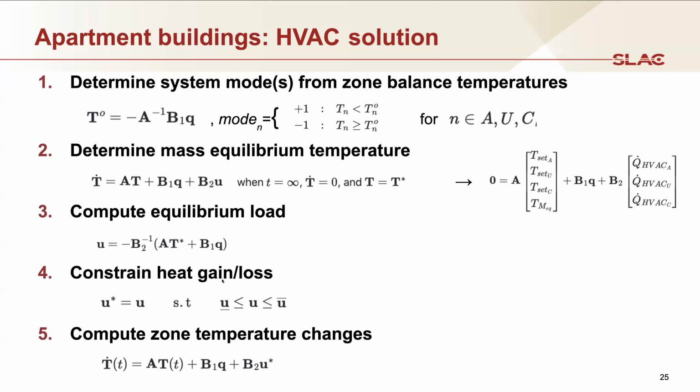So if there are heat constraints on the capacity of the system, that might reduce the amount of heat gain or loss delivered by the HVAC system, and that would then reduce the effectiveness of the HVAC system in maintaining temperature, and we might see temperature deviations outside the desired set points for each of the zones.